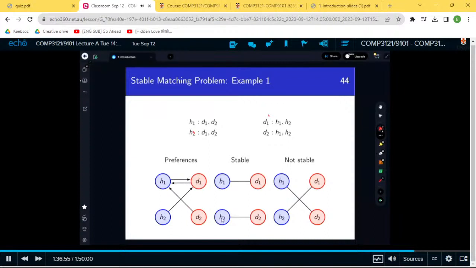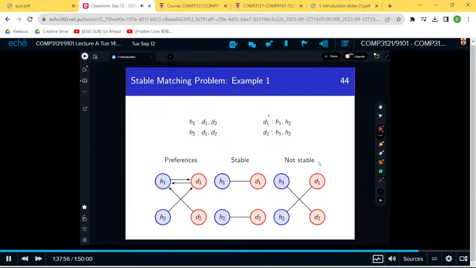So the question is, is there a pair of a hospital and doctor that would be better off being matched to each other than to the current situation? Clearly H1 cannot improve because H1 got its most preferred candidate. D1 cannot improve because it's matched to the most preferred hospital. H2 is not very happy, and D2 is not very happy. But if, for example, D2 asks H1, would you rather have me than your current allocation? H1 would say, no, I'm happy. And same for H2. If H2 asks D1, would you rather be matched with me than with your current match? Then D1 would also say, no, I'm happy. So this situation is stable.